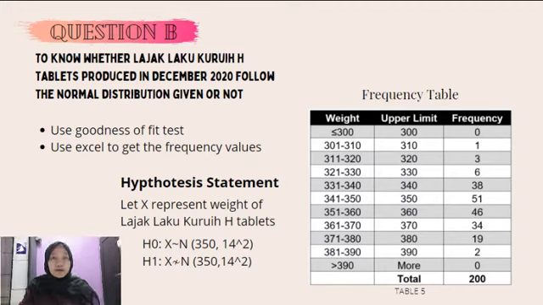We define a random variable x to represent the weight of the Lajak Kuruih H tablet. Then for the hypothesis statement, under H0, x is assumed to follow the normal distribution with mean 350 and variance 14 squared, whereas under H1, x is assumed to not follow the stated normal distribution. As the 2 parameters mu and sigma squared in the normal distribution are known, the number of parameters to be estimated, denoted by p, is equal to 0.